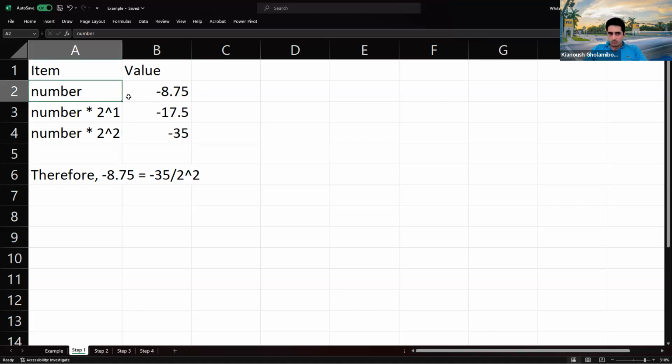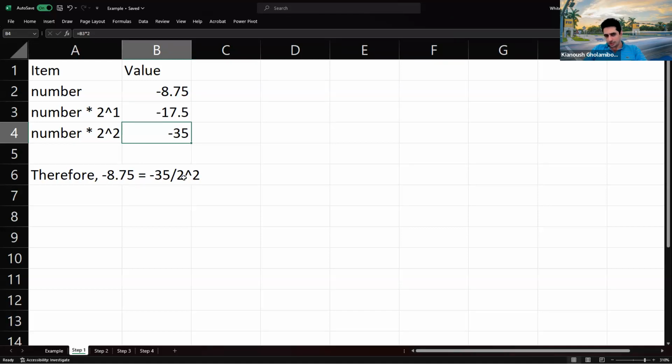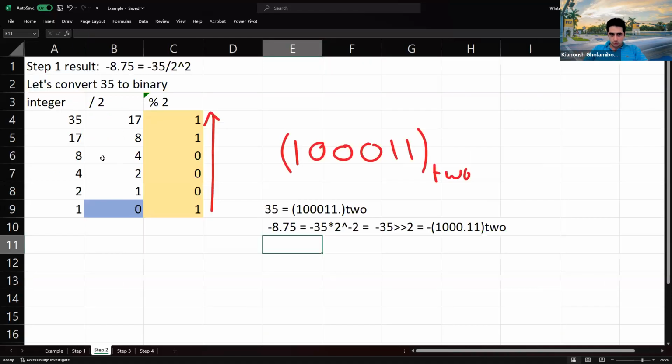All right, so after multiplying this number twice by 2, you will get negative 35, which is a whole number, an integer. And therefore, you can say negative 8.75 is equal to negative 35 over 4, or 2 squared. So I have converted the number into the form of a whole number over a power of 2. That's the first step. Let's jump to the next step, step 2.